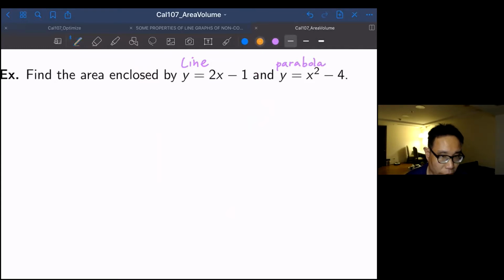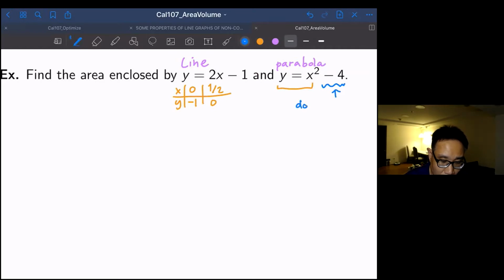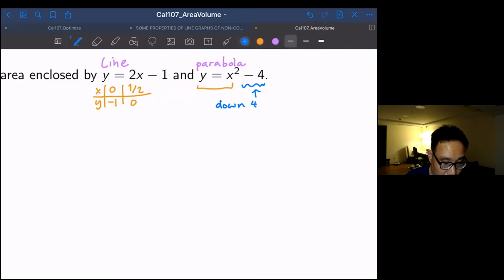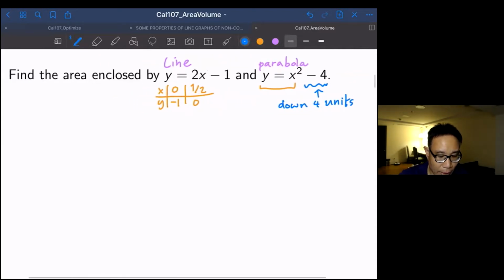In order to graph a line, you're gonna need 2 points. In this case, normally we just use the x-intercept and y-intercept. So when x equals 0, you get y equals negative 1. And when y equals 0, you solve for x and get x equals 1/2. For the parabola, you begin with y equals x squared, and the negative 4 will move your graph down 4 units.